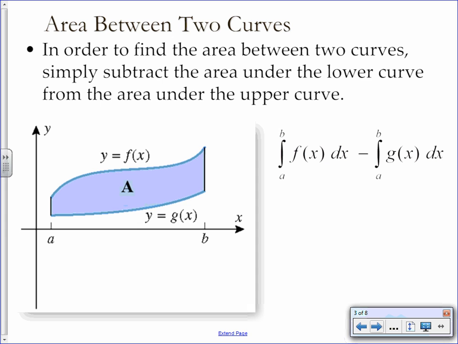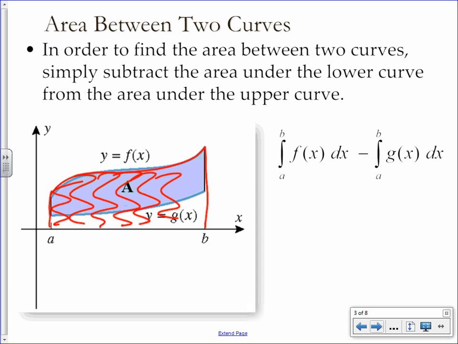All right, I want you to look at this picture. If we find the area under this curve, then we're finding all of this red area, correct? If we find the area under this curve, we're finding all of this green area. So when we take the red and subtract out that green, we're finding just that blue area, the area in between the two.